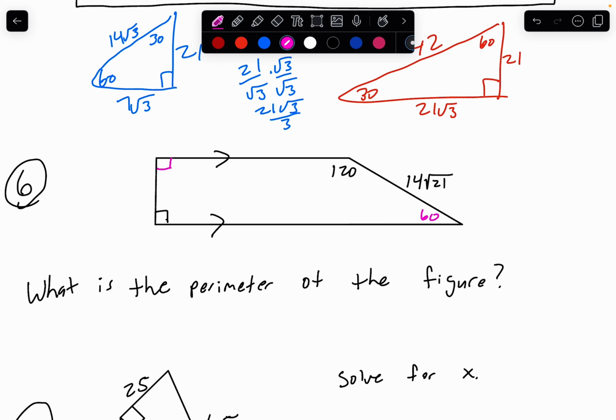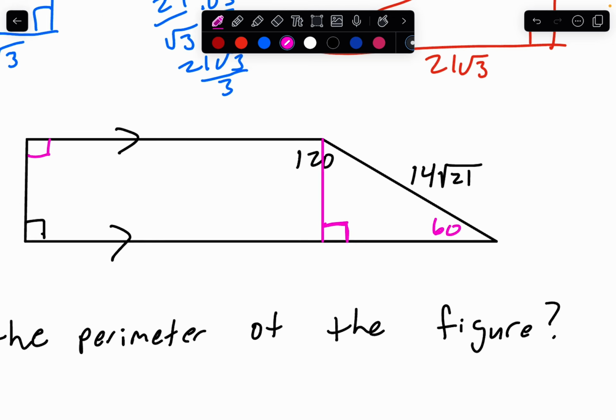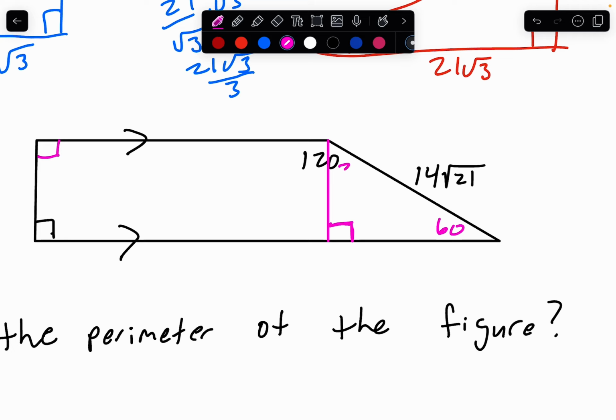Trapezoids, one of the common things we're going to be doing, guys, is cutting off what I call the wings. So if we cut this wing off with a right angle, you're going to make right triangles. In this case, specifically, it would be a 30, 60, 90 right triangle. So if the hypotenuse is 14 root 21, then the short leg would be divided by 2, 7 root 21.